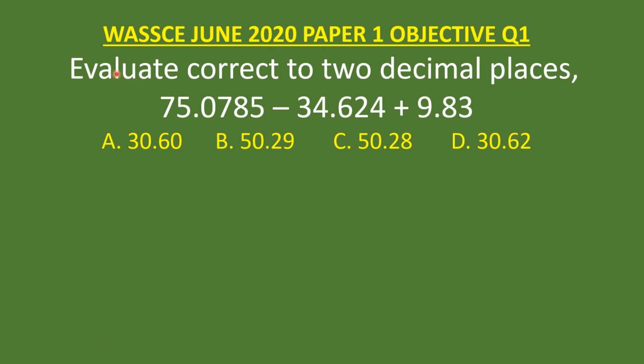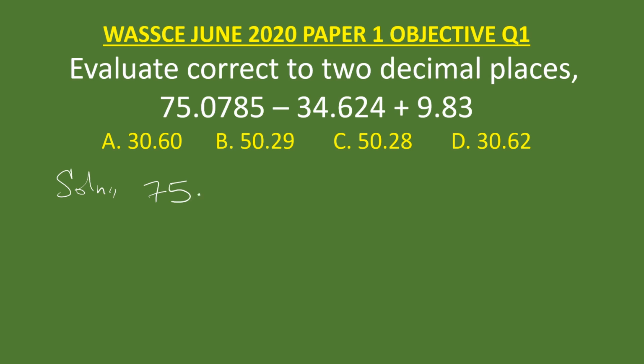Okay, let's take the last question. This is also West African Senior School Certificate Examination, June 2020, paper 1, objective question 1. It says evaluate correct to two decimal places 75.0785 minus 34.624 plus 9.83, and the options have been given to you as A equal to 30.60, B 50.29, C 50.28, and D 30.62. So let's go ahead and solve it. Solution.